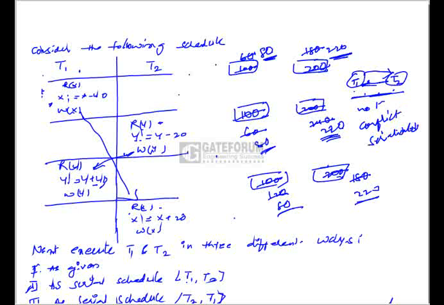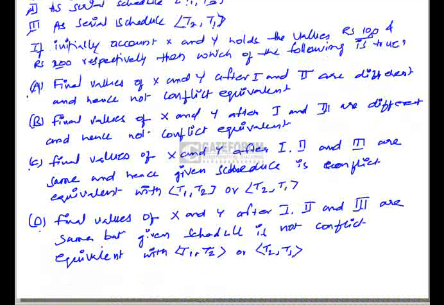So the correct option is option D. It says that the final values of X and Y after 1, 2 and 3 are the same, but the given schedule is not conflict equivalent with T1, T2 or T2, T1. So this is the correct option.